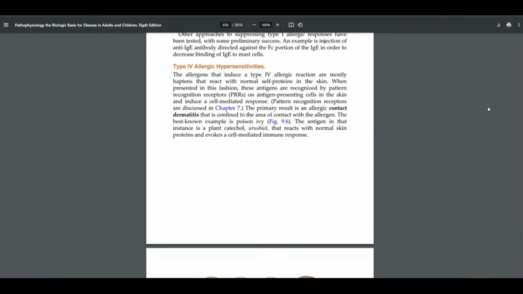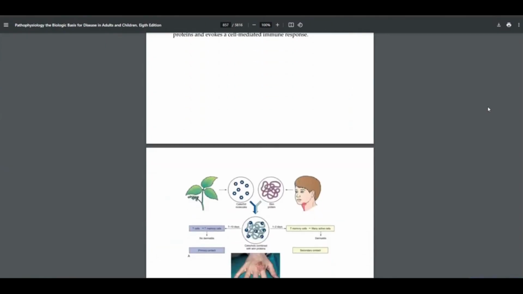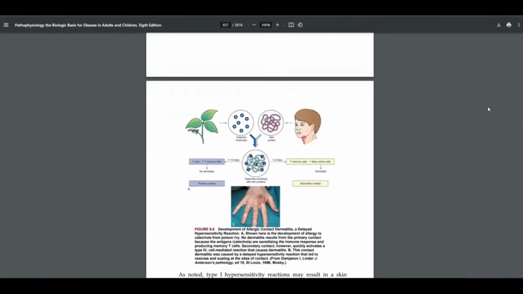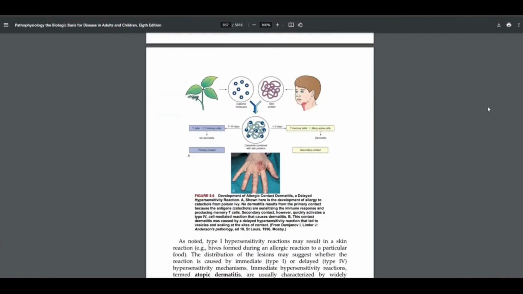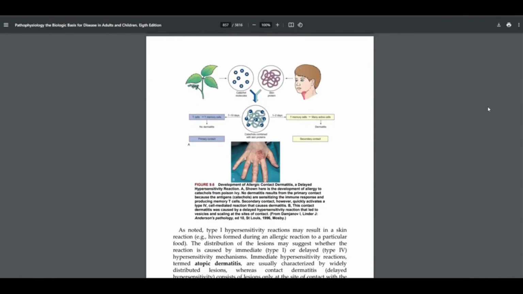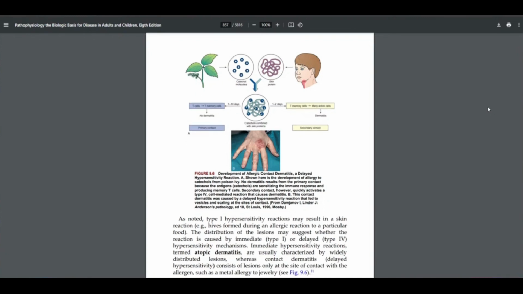The best known example is poison ivy or poison oak, I'm assuming. The antigen in that instance is a plant catechol, urushiol, that reacts with normal skin proteins and evokes a cell-mediated immune response. So we get in contact with the catechol molecule and our skin molecule, and then it causes a reaction. Lovely.